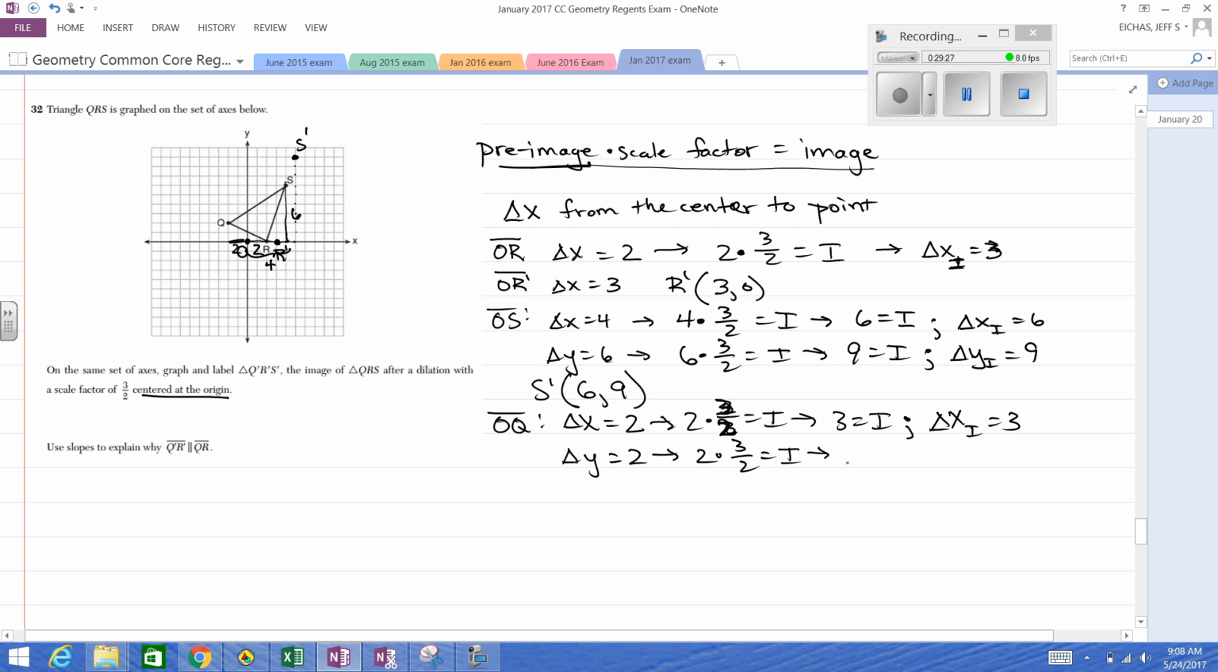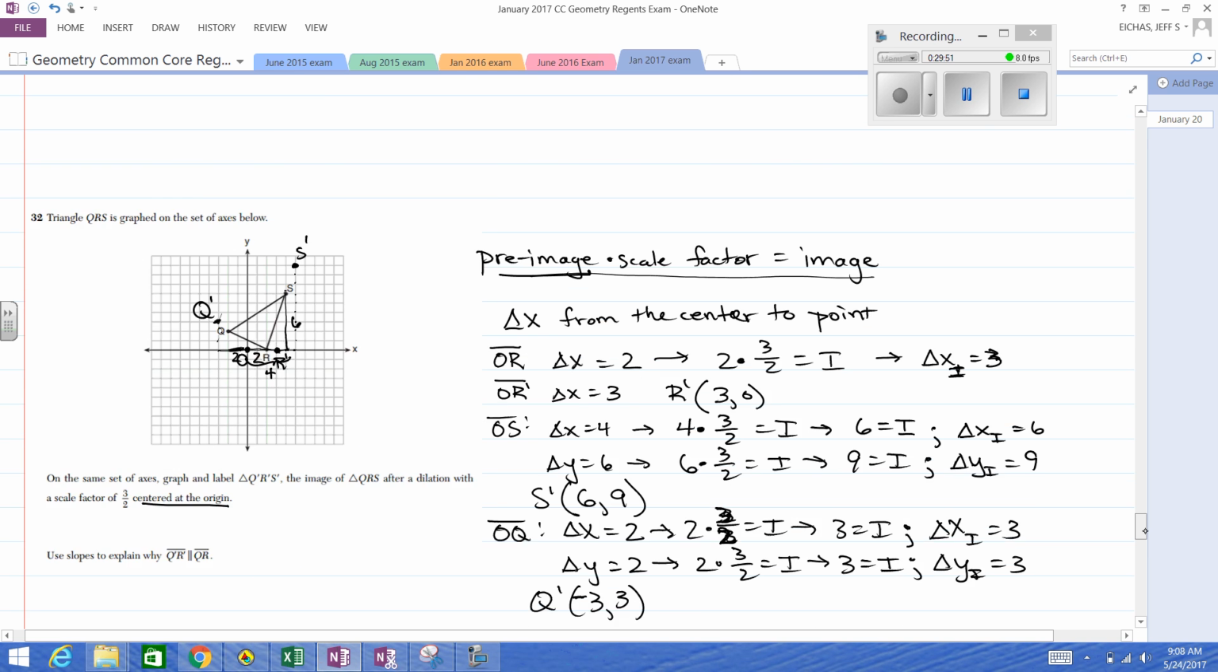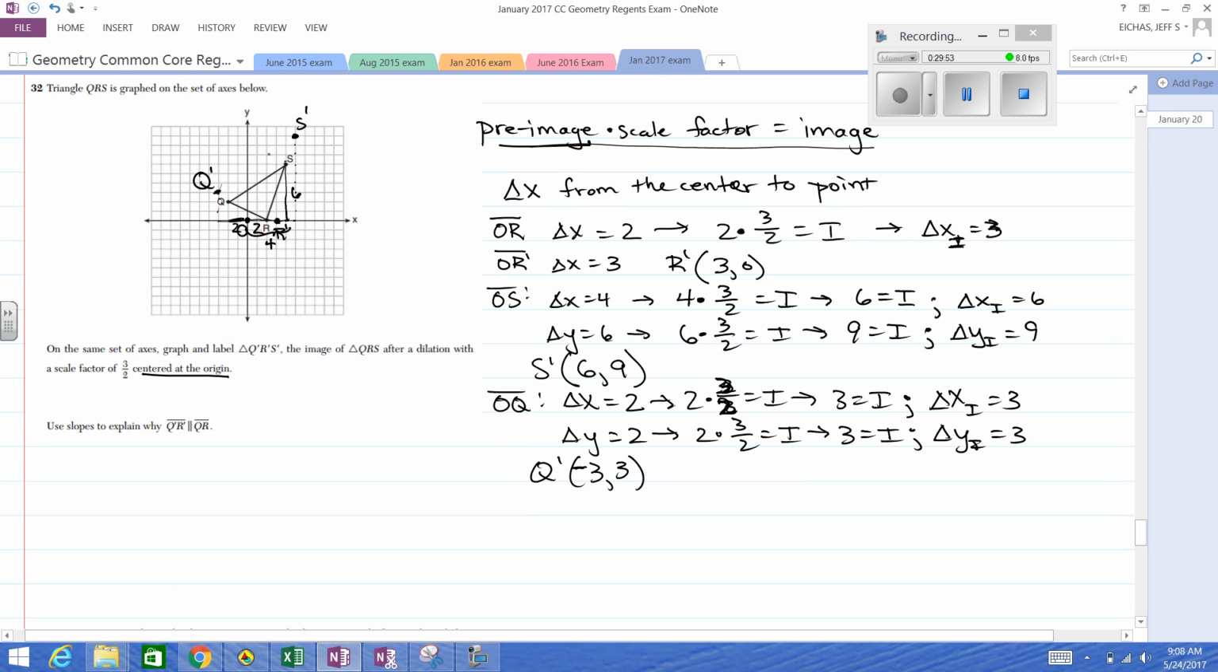I know I'm doing a lot of tedious little work here, but again, you never want to come up short on these. And then we have Q prime is going to be 3, 3. Wait a minute. Now we got to get the direction correct. It's actually left 3, 3. There's Q prime. So that's negative 3, 3. All right. So now we have it. Go ahead and use your straight edge. Don't do this free-handed, please.